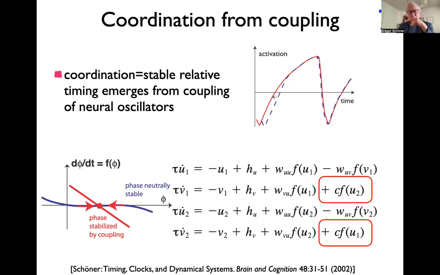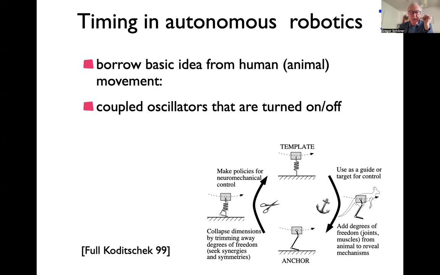And so that means that you have a way of creating stable timing relationships that are not based on computing exact arrival times and departure times and then updating them when you get the information. It's just continuously running, and by this coupling, you make sure that the two stay aligned. And that's really what's used in a lot of these autonomous robots, the locomoting machines, where I mentioned this Koditschek notion of template anchor system.